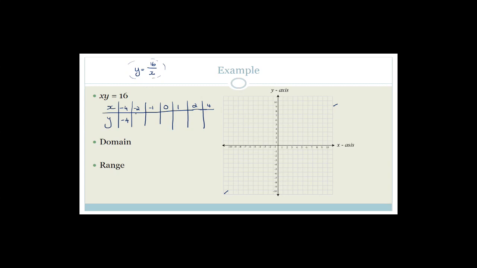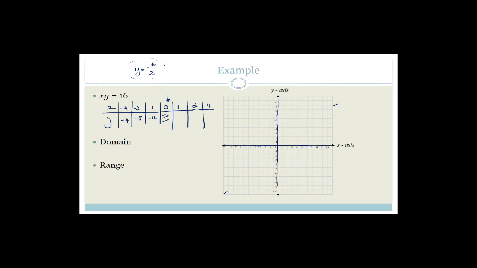If x is minus 2, y is going to be 16 divided by minus 2, which is minus 8. If x is minus 1, we've got 16 divided by minus 1, which is minus 16. If x is 0, it's not applicable. So we know, therefore, that this is an asymptote. We know from this that there are no plus or minuses here, so therefore the y-axis is definitely an asymptote, and the x-axis is definitely an asymptote, okay?